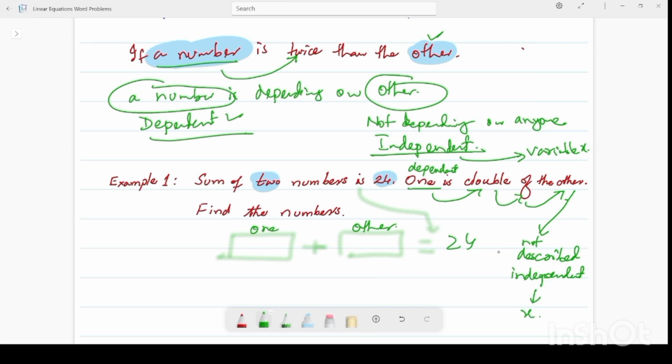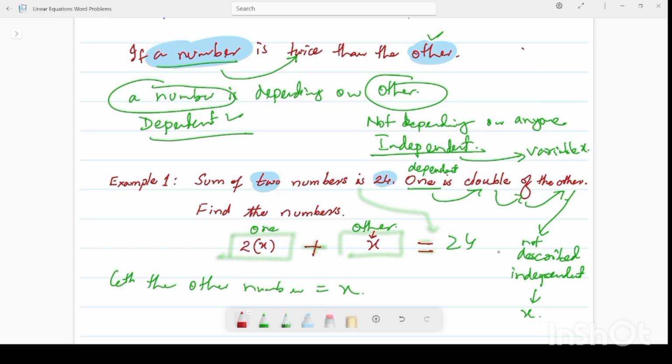So we'll say let the other number be x. We'll consider this as x, and then the dependent one is double the other, and double means 2 times the other, and what is the other? We already assumed the other as x. So now our statement is complete, which says 2 times x plus x is equal to 24.